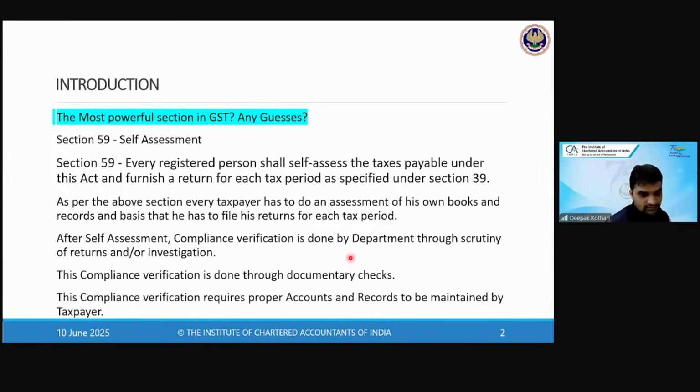Okay. The compliance verification requires proper accounts and records to be maintained by the taxpayer. If you have proper accounts and records, only then assessment can be done. If you do not have proper accounts and records, then you cannot do the assessment. Correct?